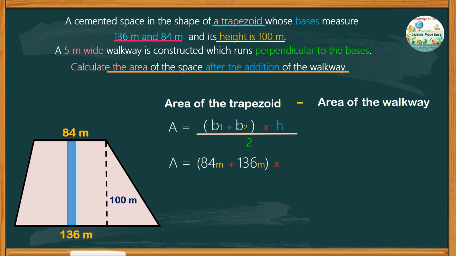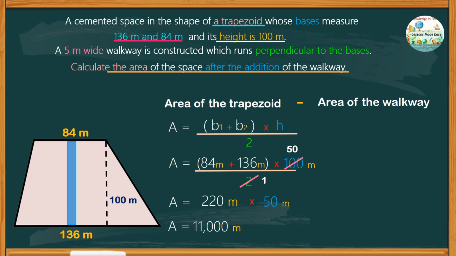Multiply the sum of the bases by the height, which is 100 meters, then divide by 2. We can also just simplify 100 and 2, where 100 becomes 50 and 2 becomes 1. What is left is just the sum of the two bases, which is 220 meters, to be multiplied by 50. This results in an area of 11,000 square meters.